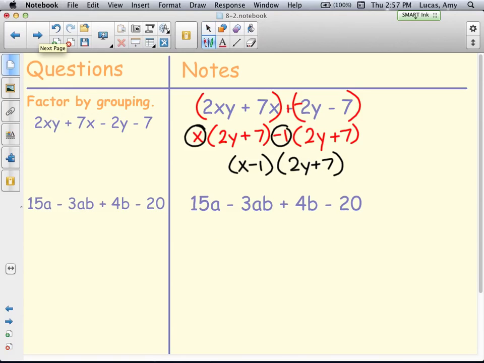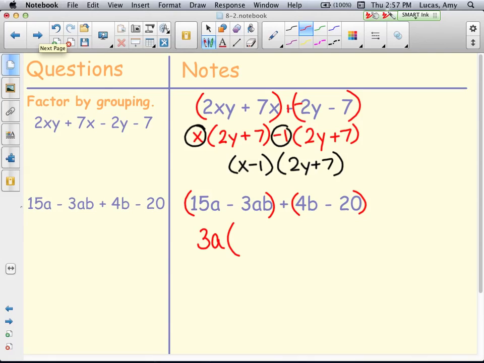Last one, grouping, and it's got a plus, so it's going to be easier on us. 15 and 3 can both be divided by 3, and I could take out an a. So I will have 5 left of this term, minus just the b, plus, on this one, if I take out a 4, it's not going to give me a negative on my b. If I take out a 4, it's going to give me b minus 5. So these aren't quite the same.